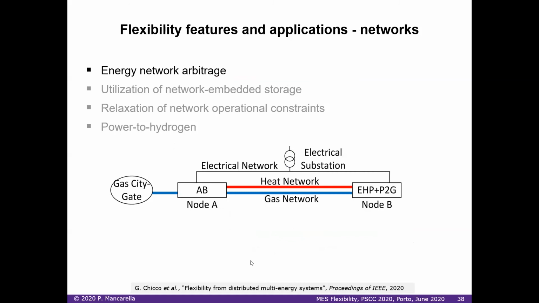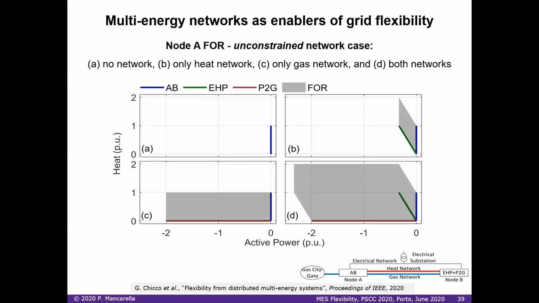Similar aspects, of course. You understand now that this is just heat, but if you start introducing gas, for example, you can start having power to gas. Then you have more interesting questions, like how can I combine the boiler, the heat pump, but also power to gas, and what is the role that the gas network is playing here. Here we show that depending on what network you use, a heat network, or a gas network, or both of them, you completely change the picture of the overall active power flexibility with respect to the heat flexibility.